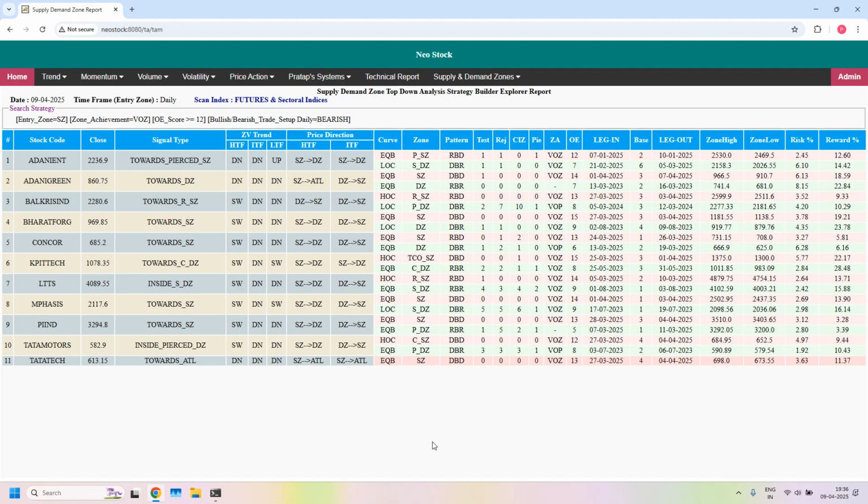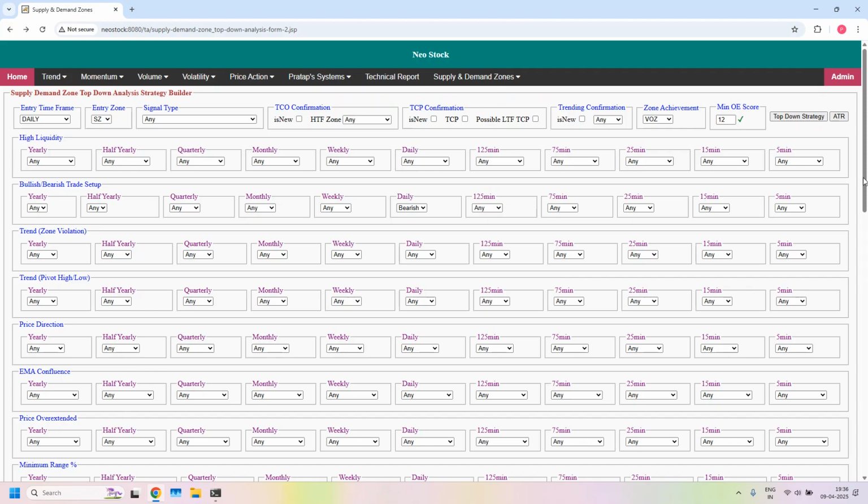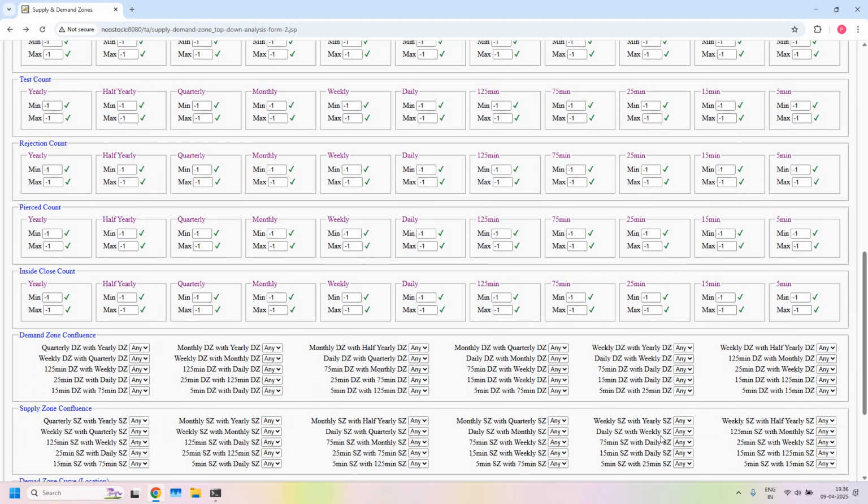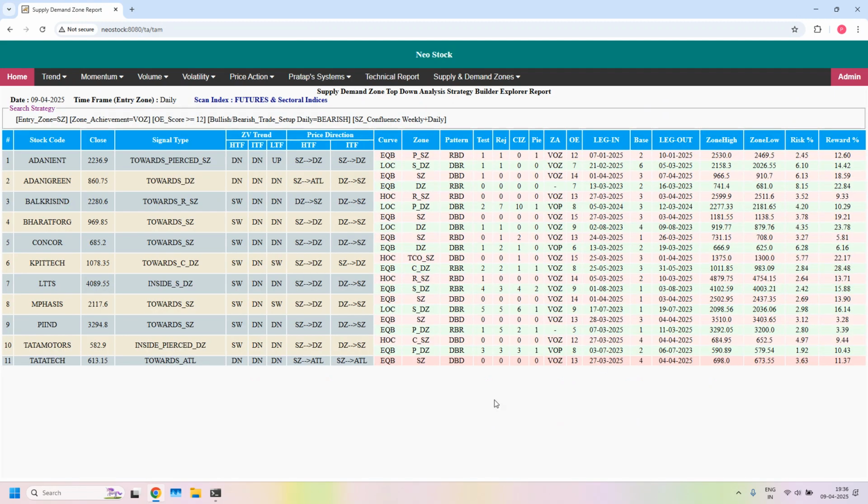That is a daily and a weekly supply zone confluence, first filter. So in the supply zone confluence, the daily supply zone with weekly supply zone confluence filter is enabled. With this filter, we got all the 11 stocks.